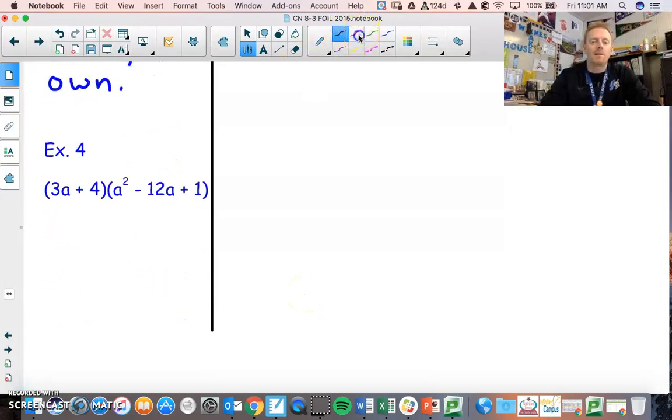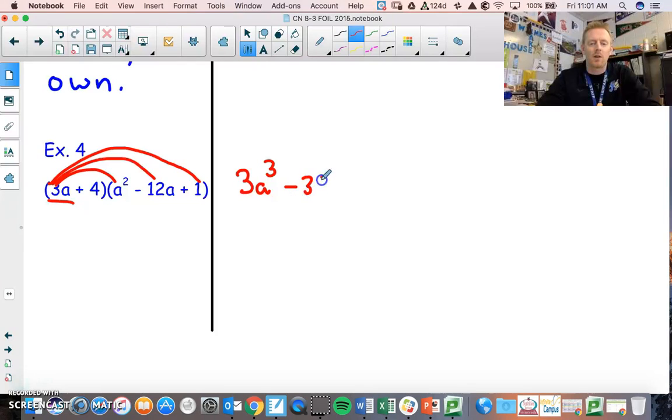Example 4. Now this one is a binomial times a trinomial. There's 3 chunks to the trinomial. And it's similar to the FOIL method, but it doesn't necessarily work in the exact same way. So this time I'm going to take my 3a, my first, and I'm going to multiply it to all items in the trinomial. So my 3a times an a squared makes a 3a to the third. My 3a times a negative 12a makes a negative 36a to the second. And my 3a times 1 makes a positive 3a.